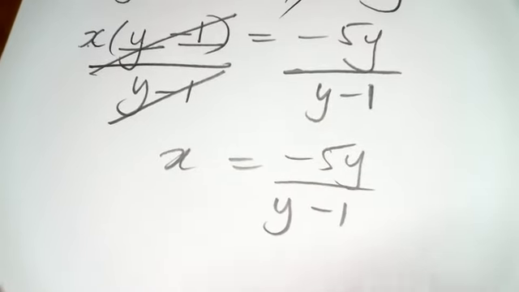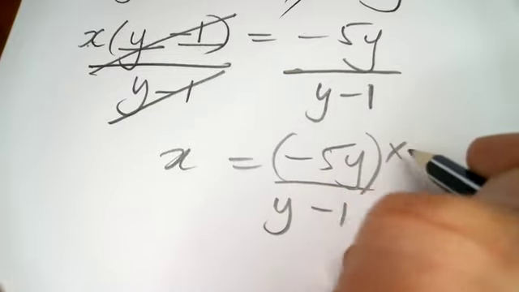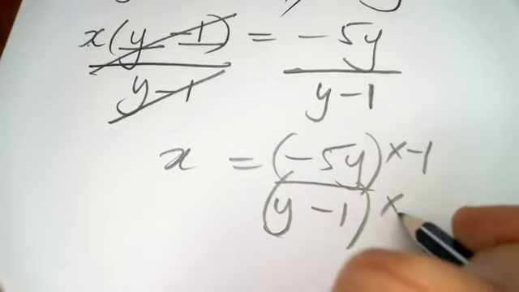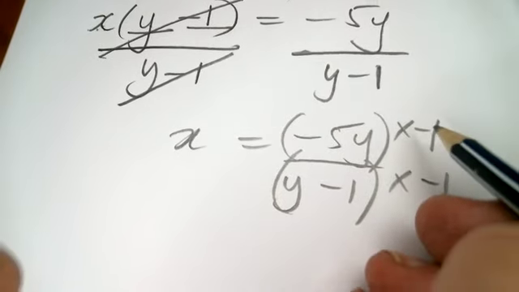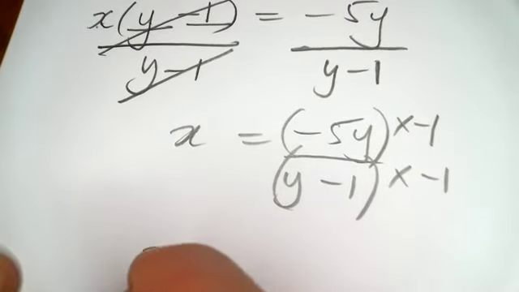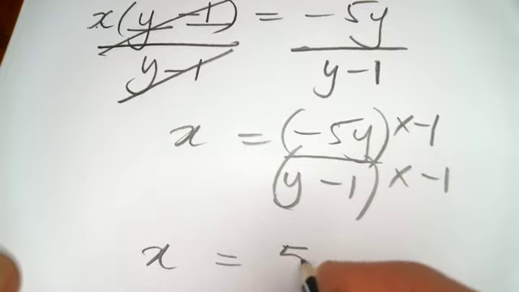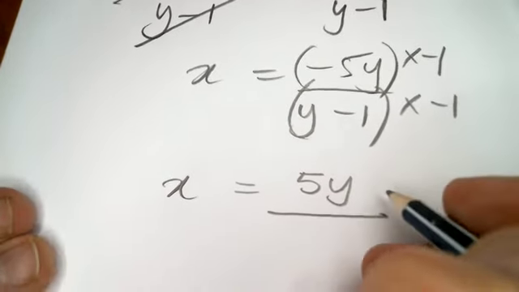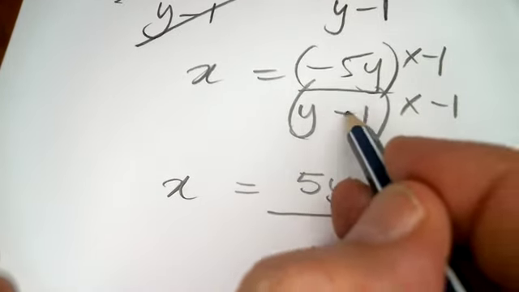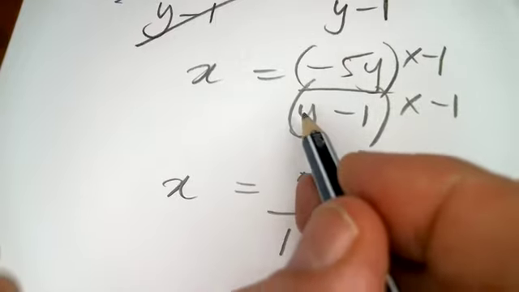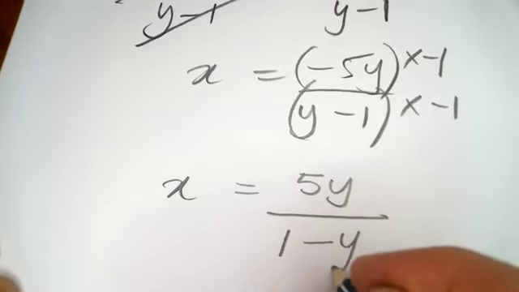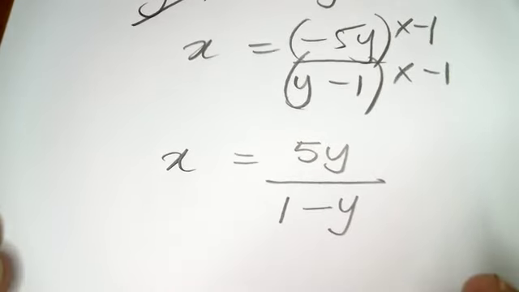Now, if I multiply both the top and the bottom here by negative 1, I can see what I can do, because negative 5y times negative 1 becomes positive 5y. So x now equals 5y. And here, the negative 1 becomes a positive, and the y becomes a negative. And there is my solution.